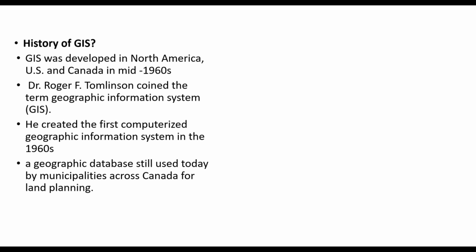GIS was first developed in North America, US, and Canada in mid-1960s. Dr. Roger F. Tomlinson coined the term Geographic Information System. He is also known as father of GIS.